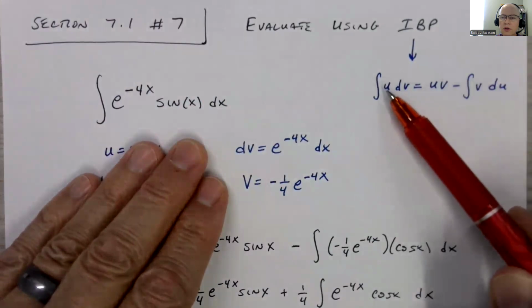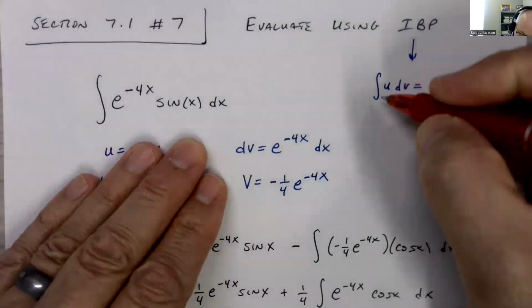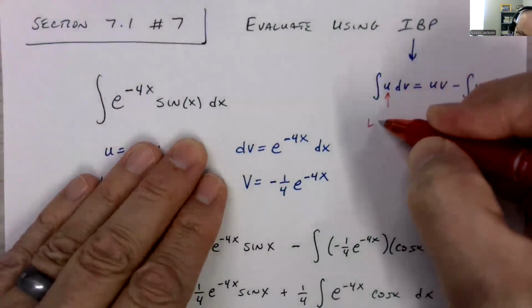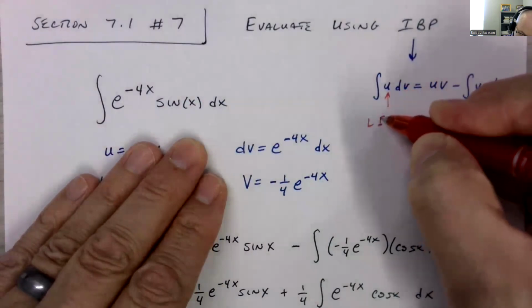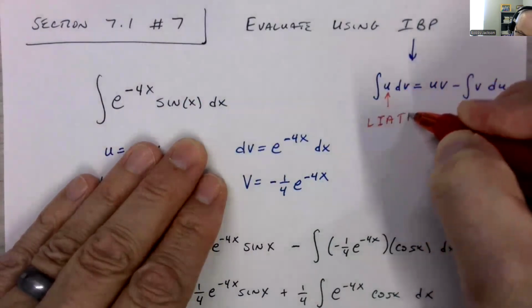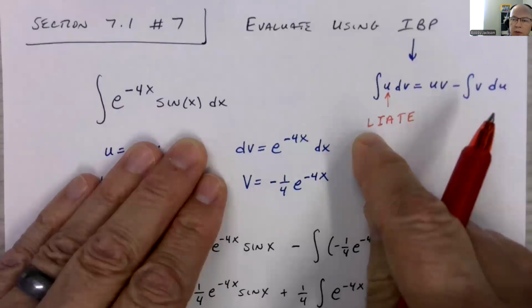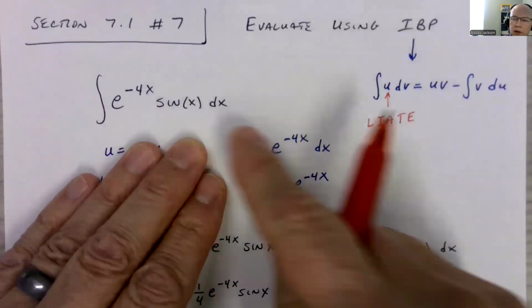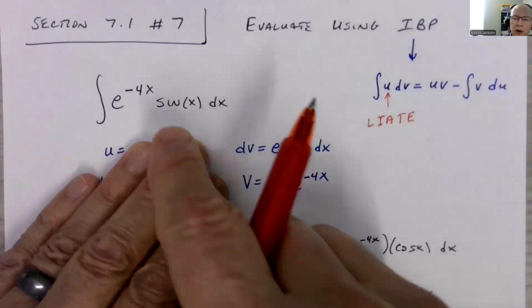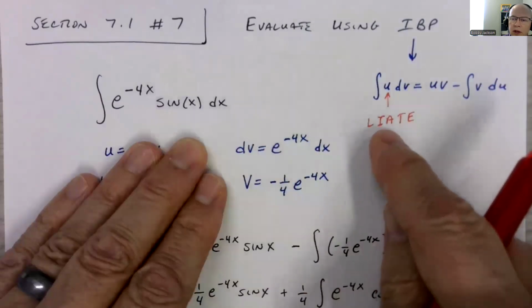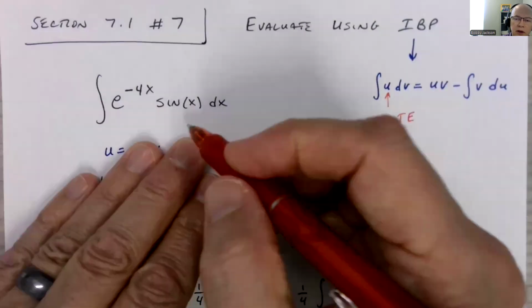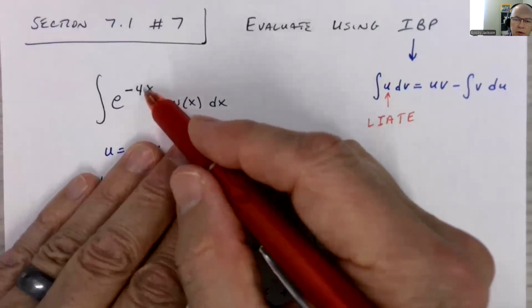So what would we choose u to be? Remember our acronym for choosing u is LIATE. L is the first choice, which is logarithmic function. There's no log function there. I is inverse trig. We have a trig function, but not inverse trig. A is algebraic, and we really don't have an algebraic. Now you might say, well, you've got the 4x.